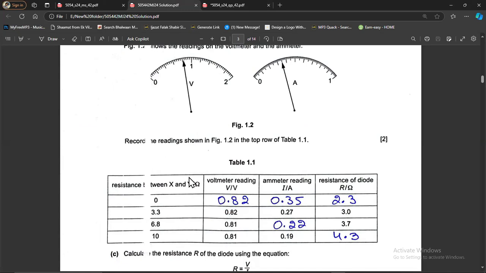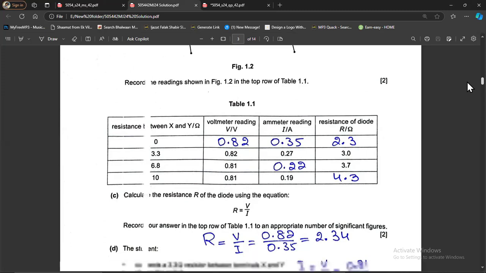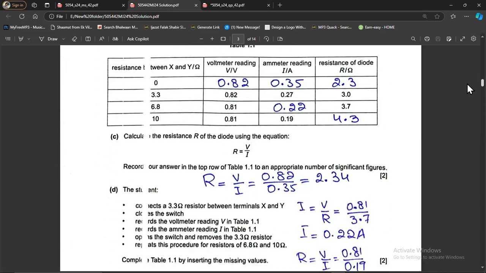The R value will be V by I. So use your calculator for calculation. For example, 0.82 divided by 0.35, and that will be 2.34. Then this row is completed. Okay, here we know the resistance, we know the voltmeter reading, but we don't know the current reading. So I will be equal to V by R from this formula. So 0.81 divided by 3.7, and that will be 0.22 ampere.